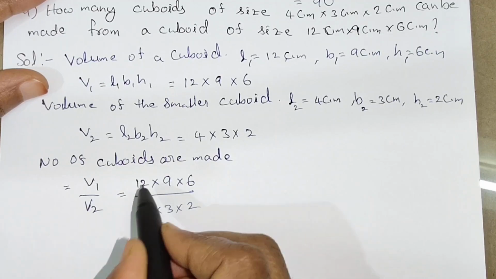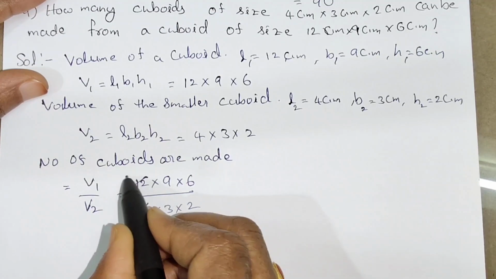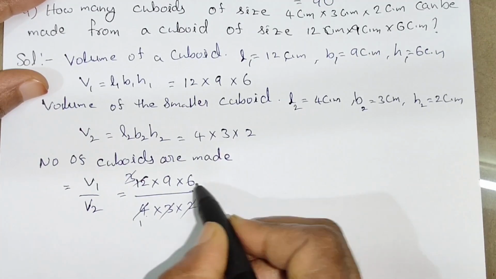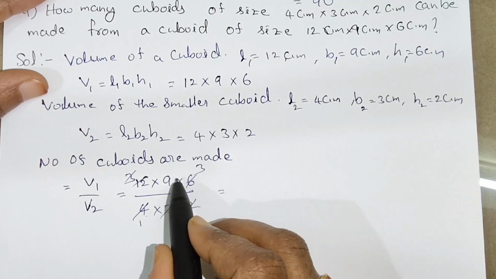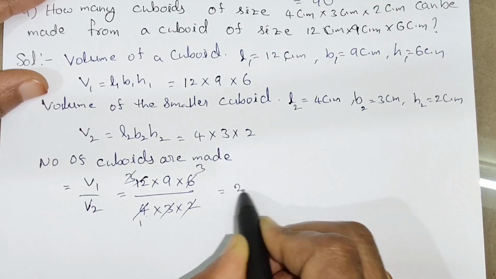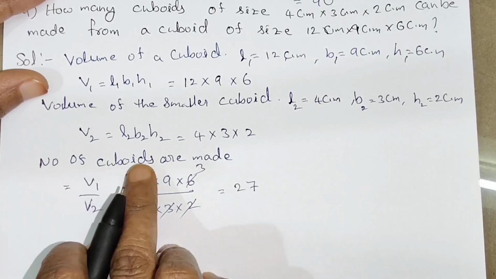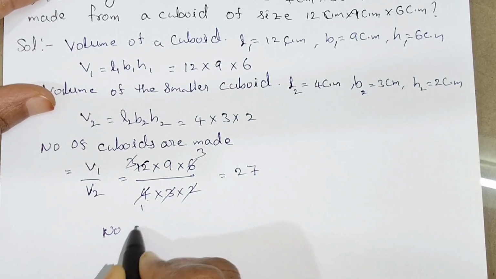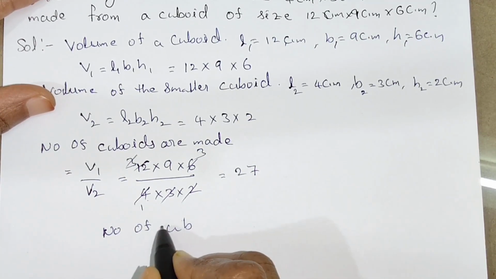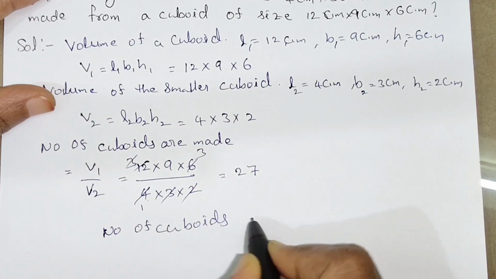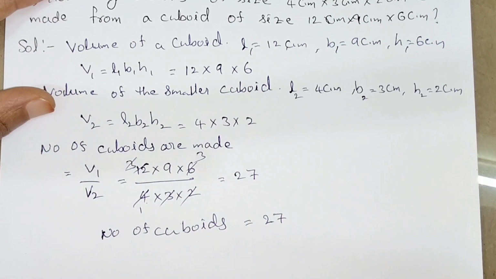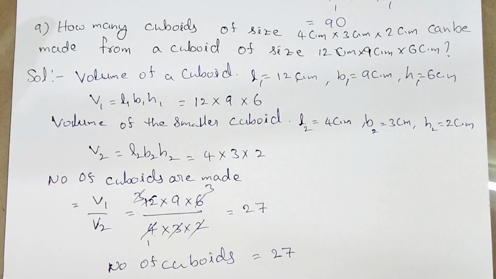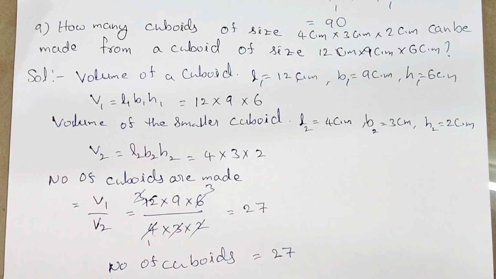Now in these volumes, 12 is there. 4 ones are 4, 4 threes are 12, so it cancels. Here 2 is there, 2 threes are 6, so it cancels. Then 9 threes are 27. So the number of cuboids is equal to 27. This is the complete solution of the ninth one.